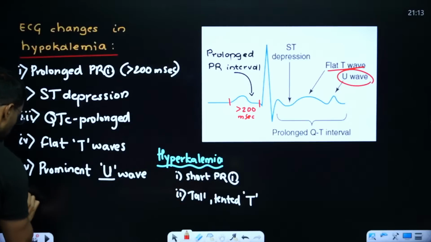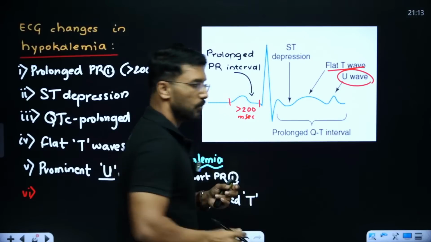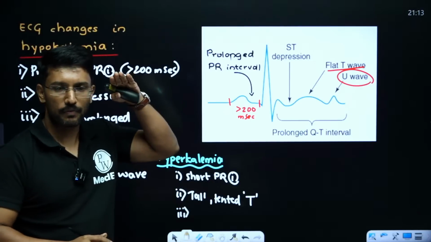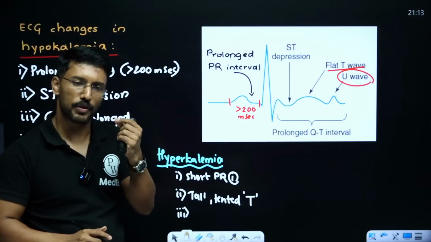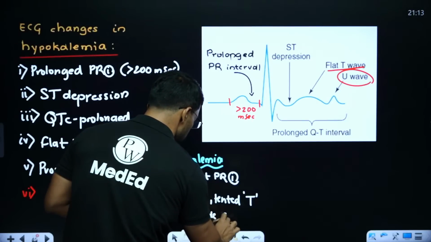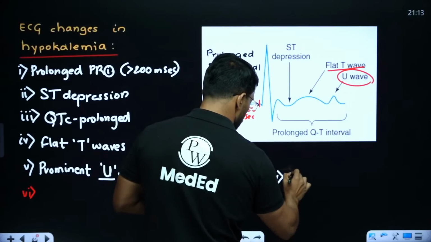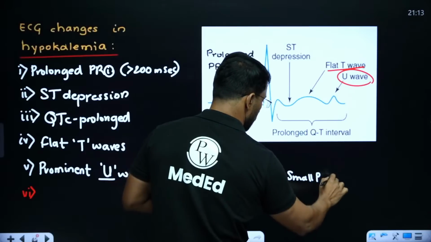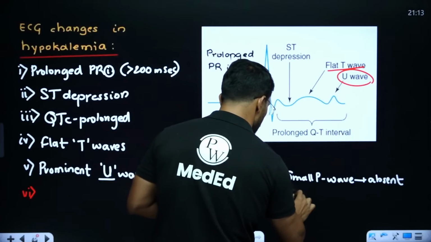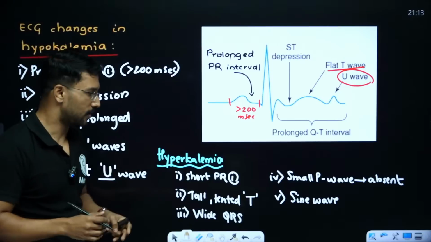One important MCQ point, not very common but sometimes may be seen. What happens in hyperkalemia? Eventually you see something called a sine wave, right? As the potassium levels go on increasing, the P wave goes on becoming smaller and eventually disappears, and only QRS remains, which is becoming wide. So in hyperkalemia, you have widening of the QRS, and small P waves which may become absent. When P waves become absent and QRS has become wide, we end up with what we call a sine wave. You only have QRS, no P wave, and that too wide QRS. We call it a sine wave.